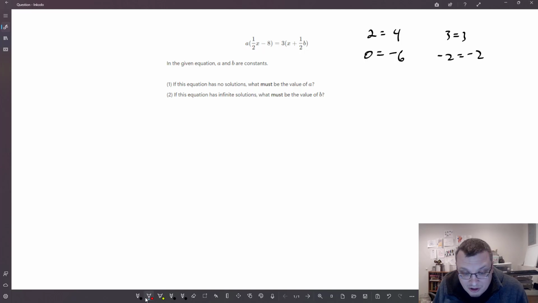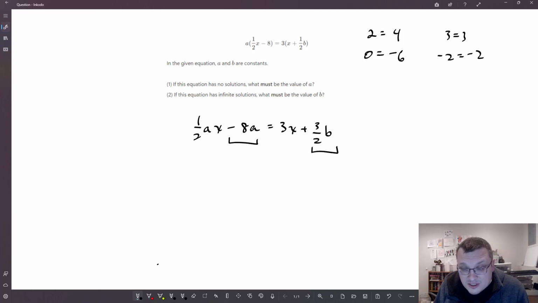So really, the first thing I'm going to do here, let's distribute these values. So it's going to be 1/2 ax minus 8a equals 3x plus 3/2 b. For now, we can ignore these constant terms because all we really care about are these terms with the x. And so what I need to have happen is I need for this coefficient to equal this one. And so I can just set up a quick equation here. I can say 1/2 a is equal to 3. And so a is 6. And that is the value that a must be so that this equation has no solutions.